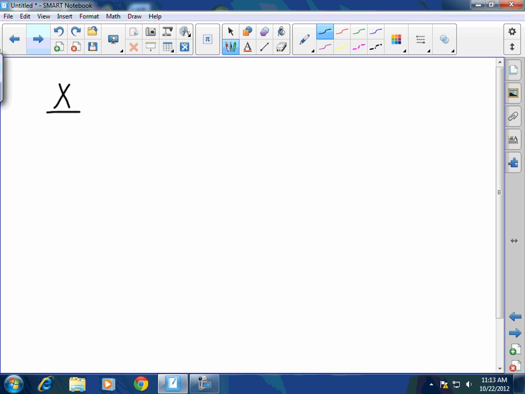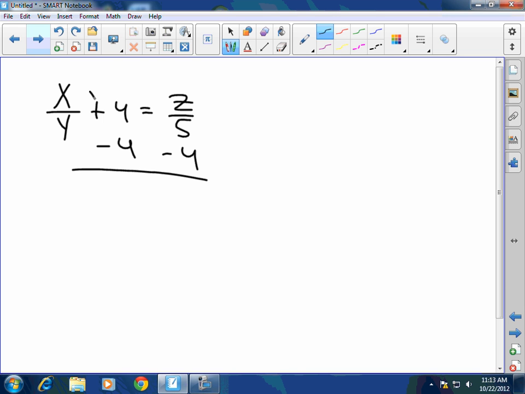15. x over y plus 4 equals z over 5. This one, most of you had it, but you don't follow directions with the parentheses, so you will always fall into this trap. Always. Every single time. You will never get better until you start following directions, gentlemen. How do I get the x alone here, gentlemen?